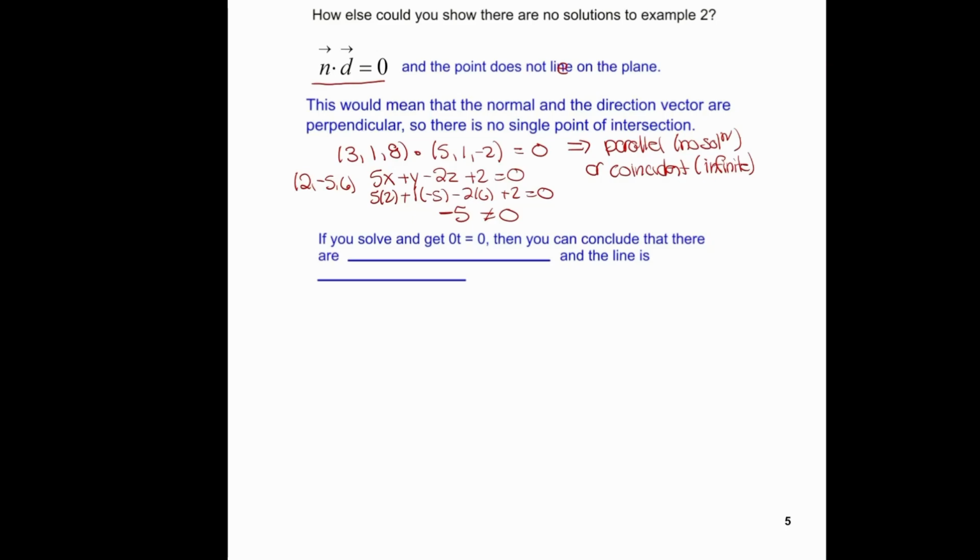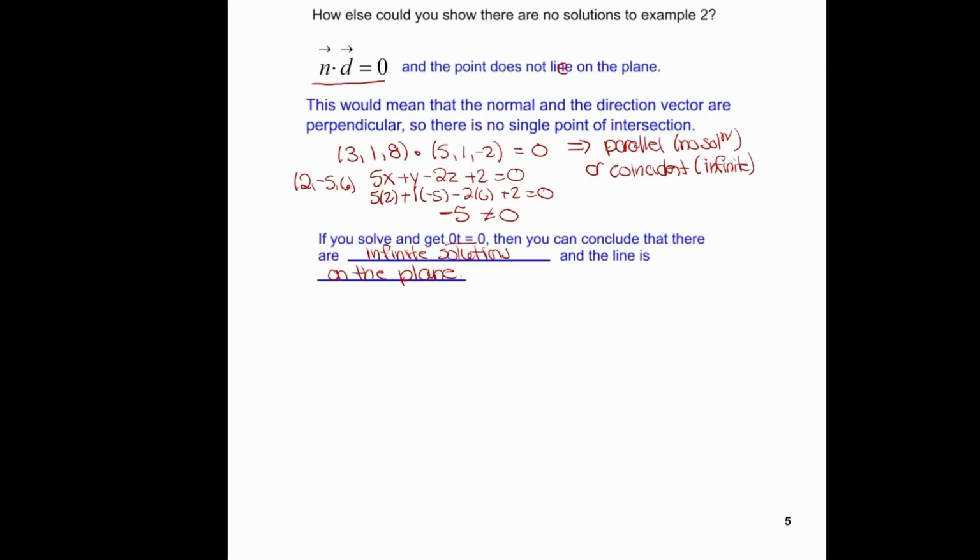If we ended up with the left side of the equation equaling 0, then that means the point is on the plane, and there would be an infinite number of solutions. So if you solve and you get 0t equals 0, then you can conclude that there are infinite solutions, and the line is on the plane.